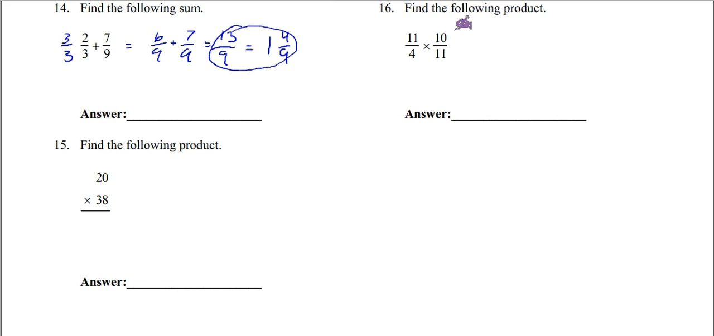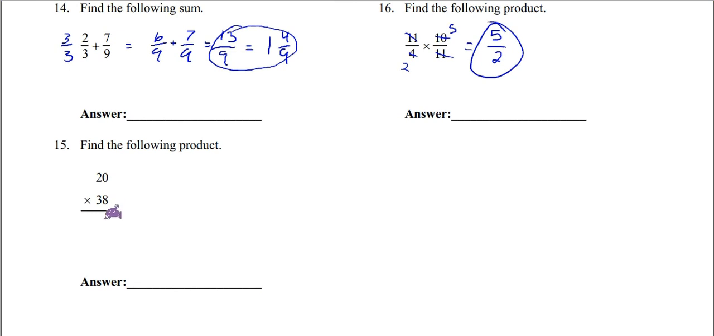I'm going to find the product of these two fractions. I'm going to go ahead and cross-cancel. 11 is going to cancel 11. 11 divided by 11 is 1. 10 divided by 2 is 5, and 4 divided by 2 is 2. So that's 5 halves, and that sound is just the plumbing of my house. 5 halves. Good answer. Okay, so this guy here, I want to see that you're familiar with the multiplication algorithm.